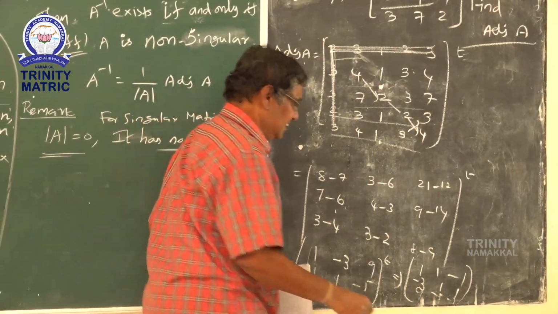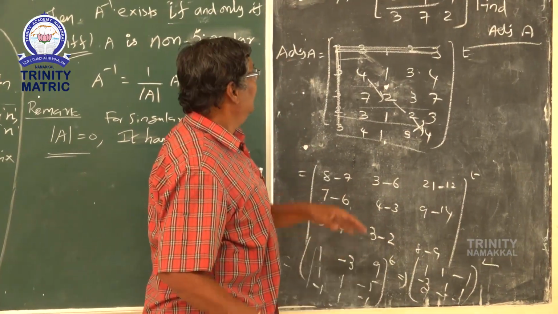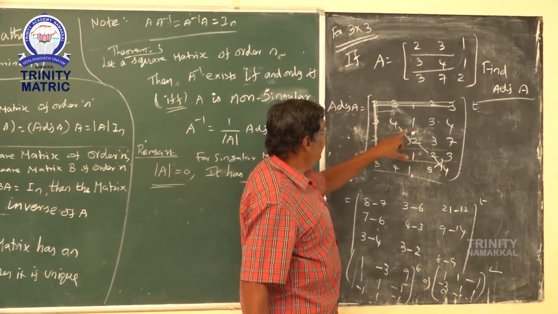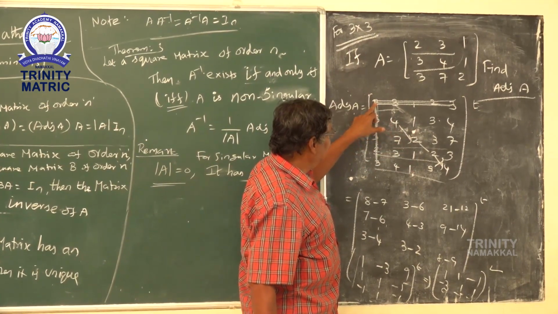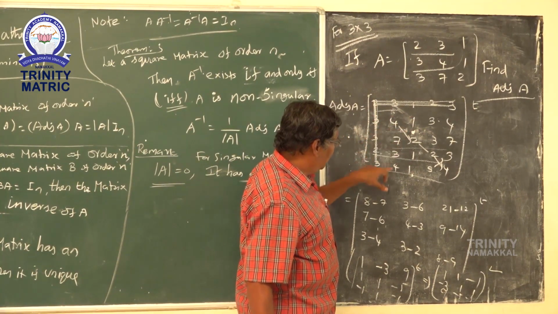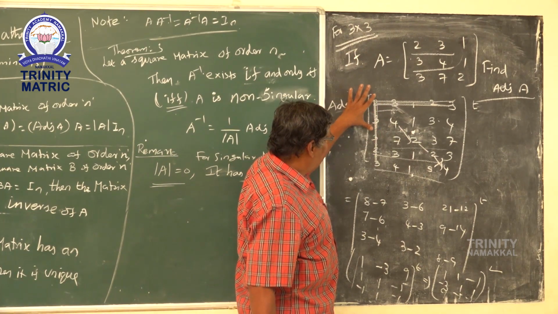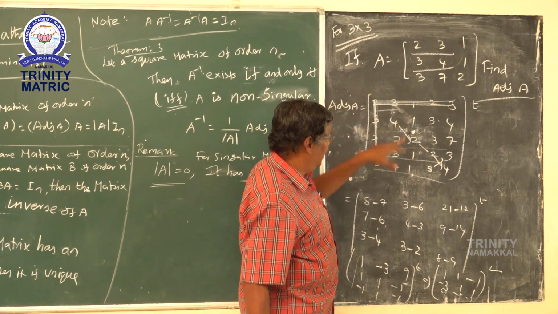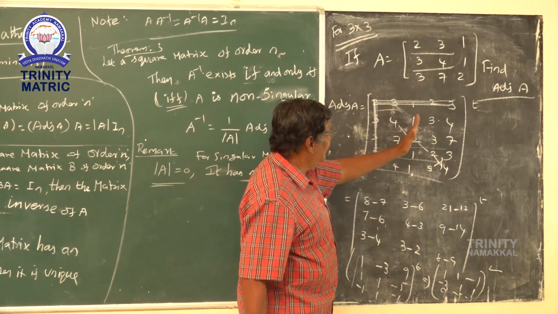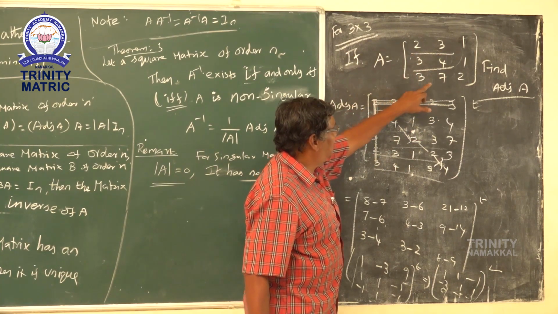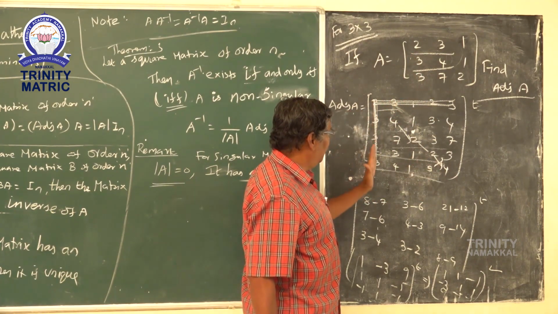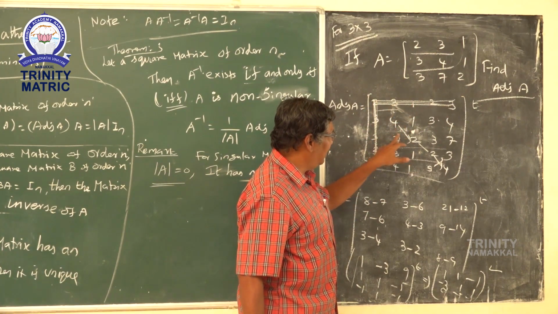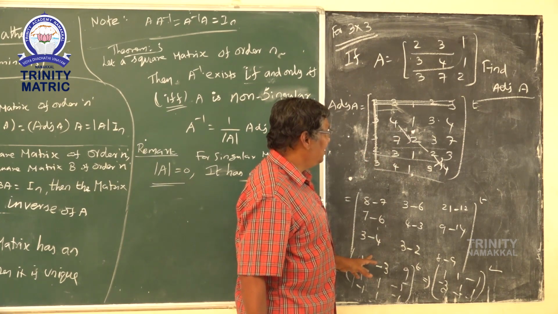This book answer is the first time you are finding adjoint A, but the given matrix should be written: 2, 3, 1, 3, 4, 1, 3, 7, 2. Again you should write 2, 3, 1, 3, 4, 1 down. Those rows will become 3 by 5. You should not write the third row. Next, you have to write the columns. First 2 columns only you have to write. Then strike out one row, one column. Then we can find the remaining values. You can find the determinant value easily.